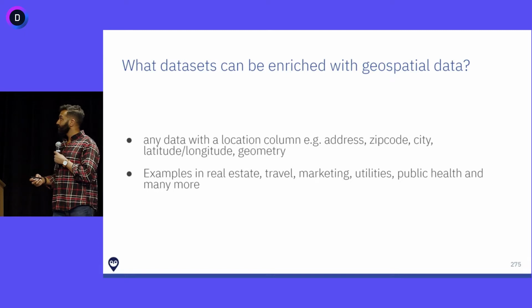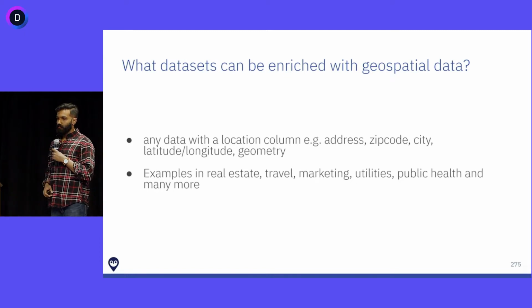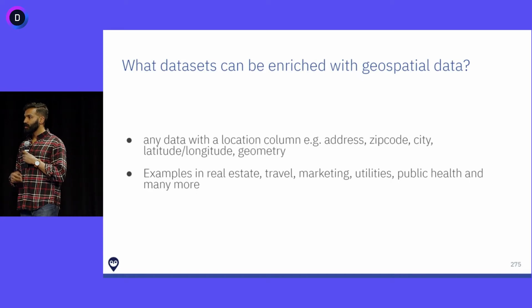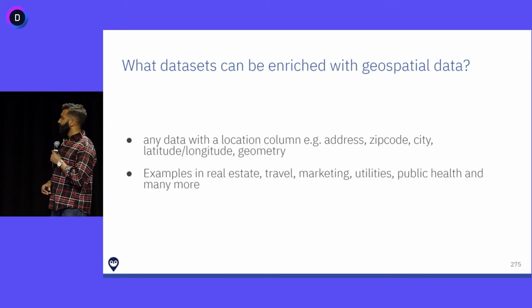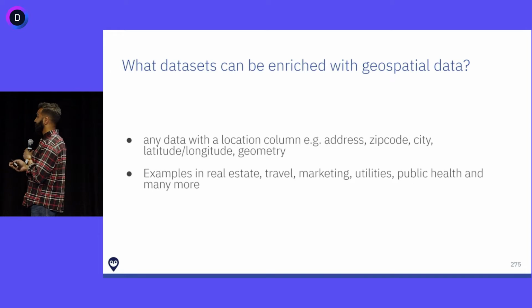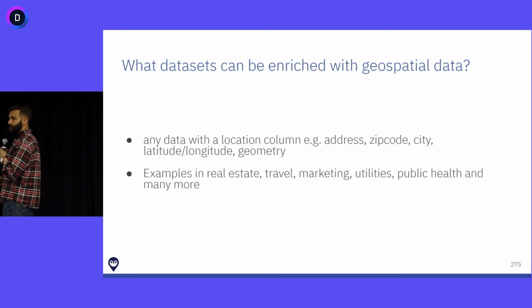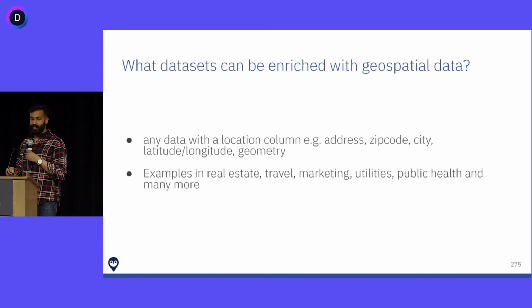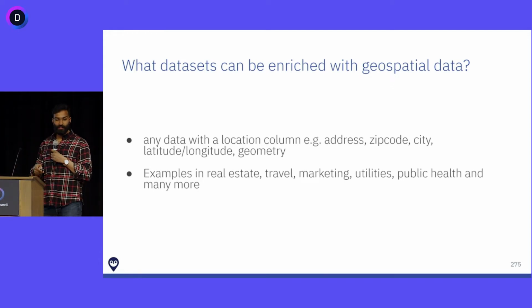And so what data sets can be enriched with geospatial data? Any data with a location column, and this might be a latitude, longitude, address, or zip code. And there are examples of this kind of data across industries: real estate, travel, marketing, public health. It's very flexible. And on the next few slides, I'll give some examples of tables that can be enriched with geospatial data to give you some context.